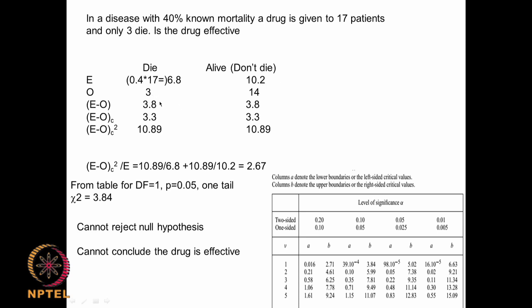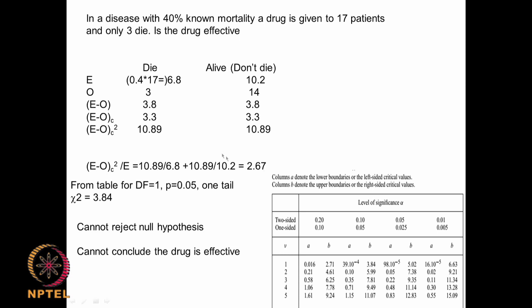So E minus O is 3.8. Actually we may get it as negative, it does not matter, we put it as 3.8. We make a correction here, subtract 0.5, then you square it up. So you subtract 0.5, it comes to 3.3, the square of 3.3 is 10.89, same thing here, 3.3 squared is 10.89. So 10.89 divided by expected, we get 2.67.